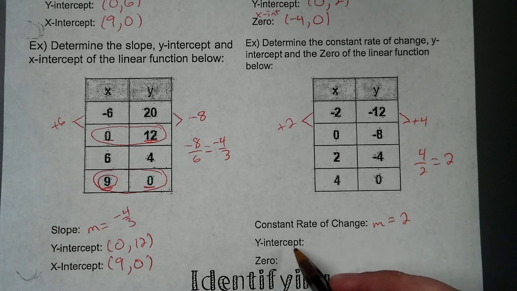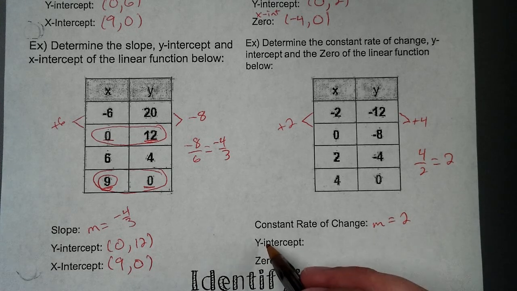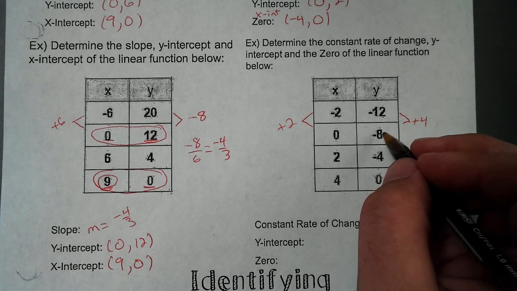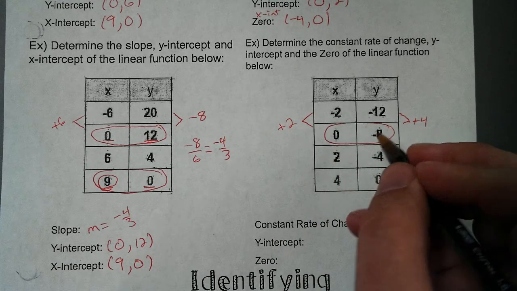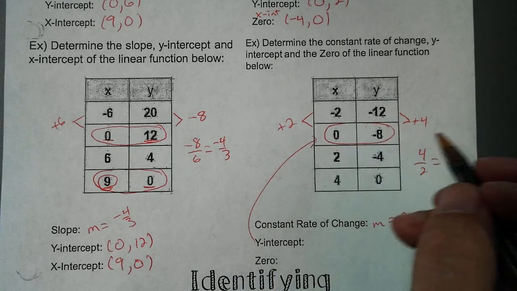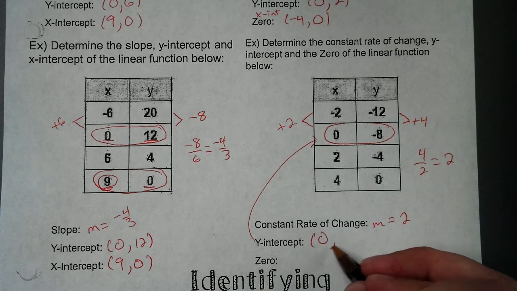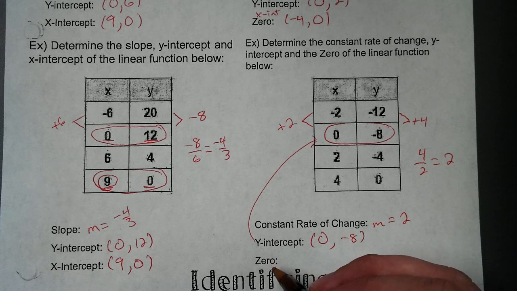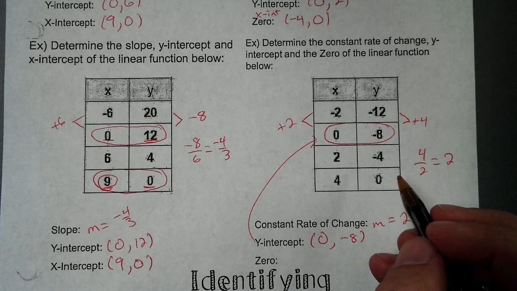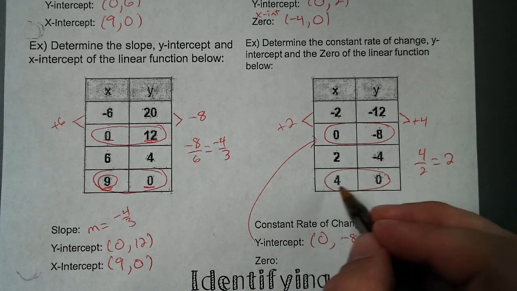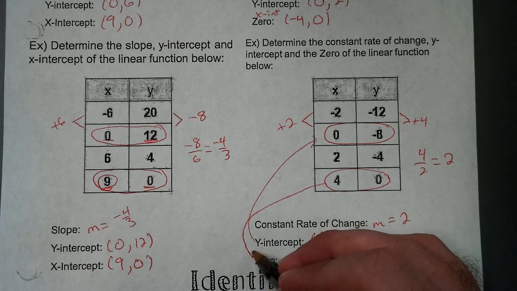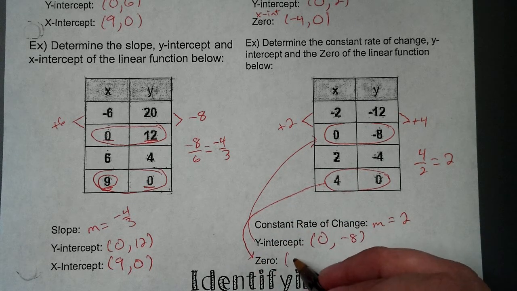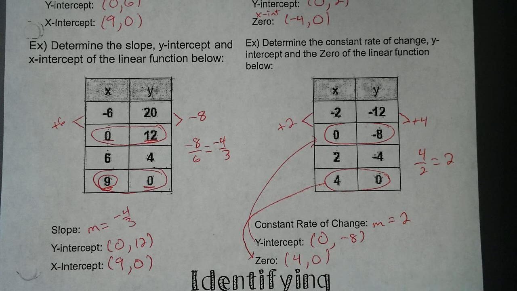My y-intercept needs a y value, so the x value there is 0. Right there's our y-intercept. So it's at 0, comma, negative 8. Our x-intercept, or also called our 0, our y value is going to be 0. So that's this point. It's going to be at 4, comma, 0.